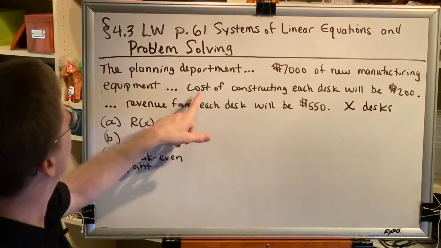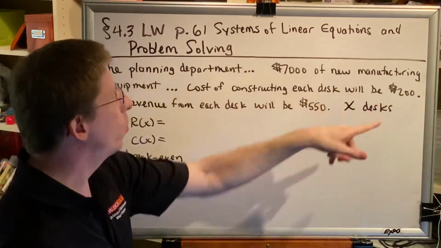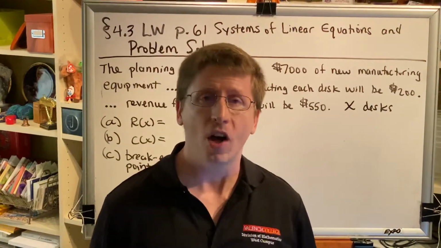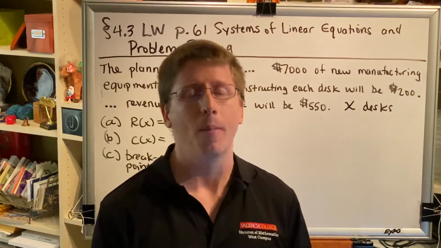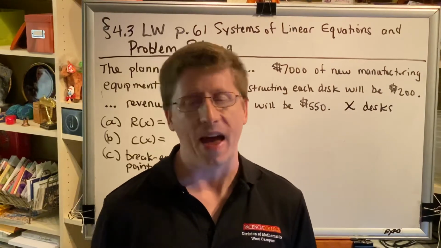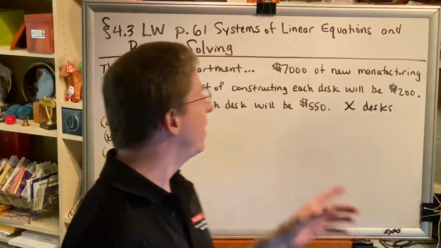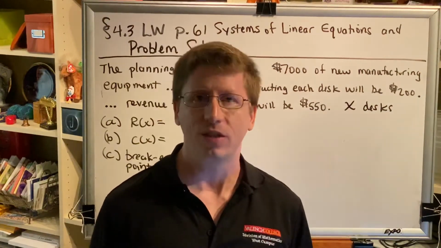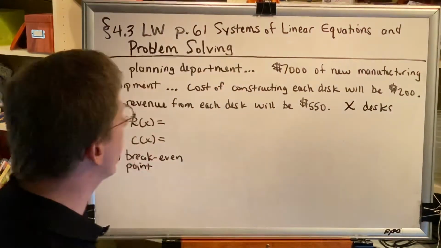Okay, next it says the cost of constructing each desk will be $200. This is a variable cost, because the cost varies. It depends on how many desks you create. One desk, you'll need $200 of these materials. Two desks, you'll need $400. Three desks, you'll need $600, and so on and so on.